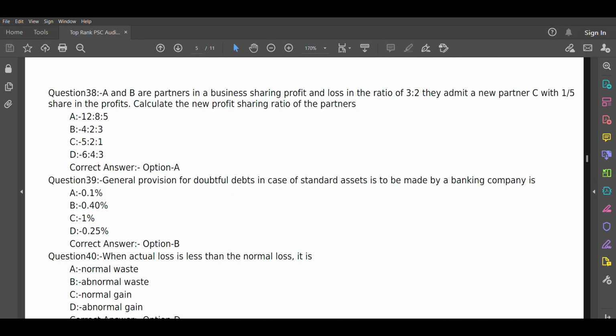General provision for doubtful debts in case of standard assets to be made by a banking company is 0.40%. When actual loss is less than the normal loss, it is abnormal gain.